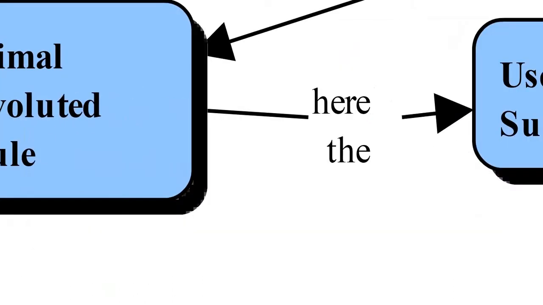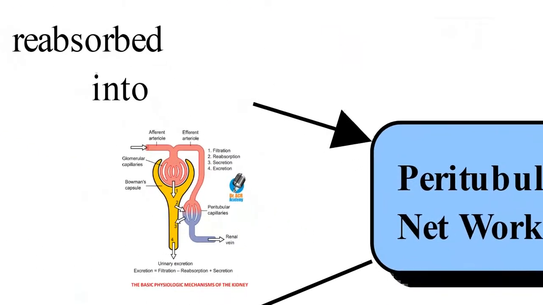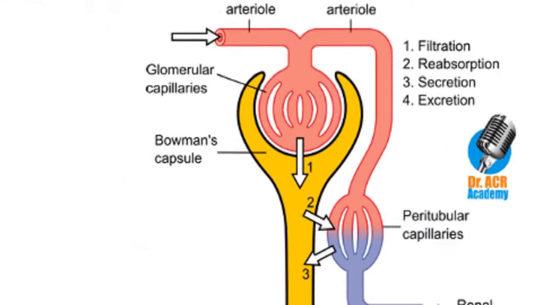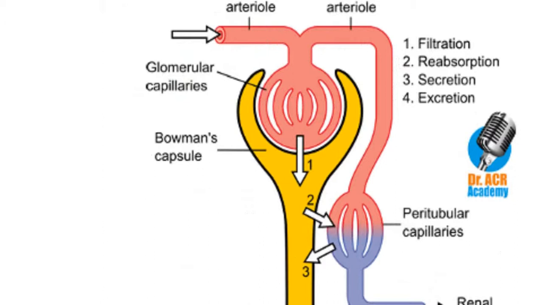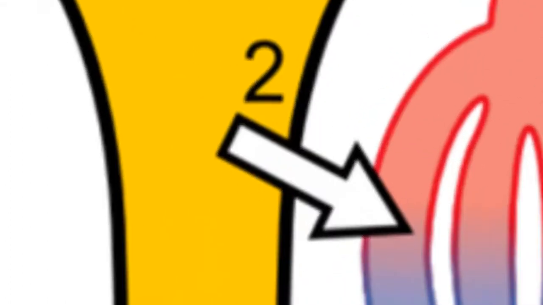Here, the useful substances are reabsorbed into the peritubular network. So as we discussed earlier, in the second stage, the number 2 indicates the reabsorption. The useful substances are reabsorbed into the peritubular capillaries. So as these are reabsorbing into the peritubular capillaries, this process is known as tubular reabsorption.